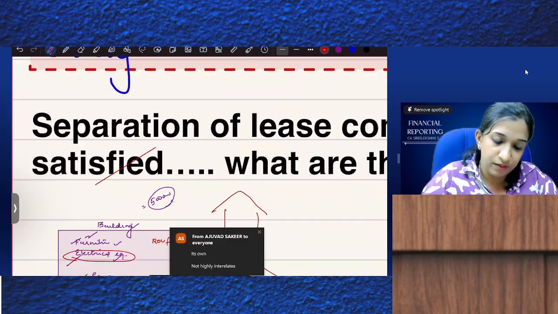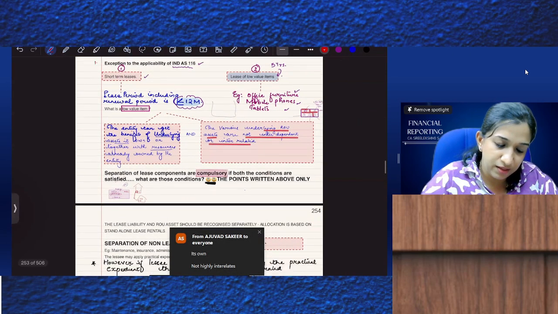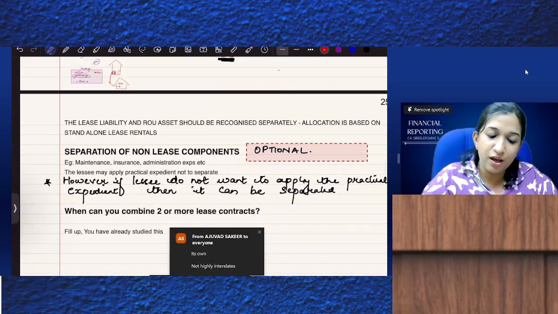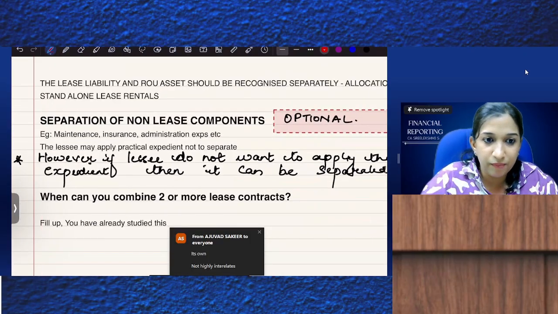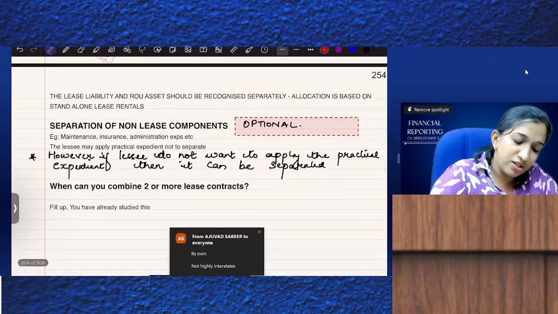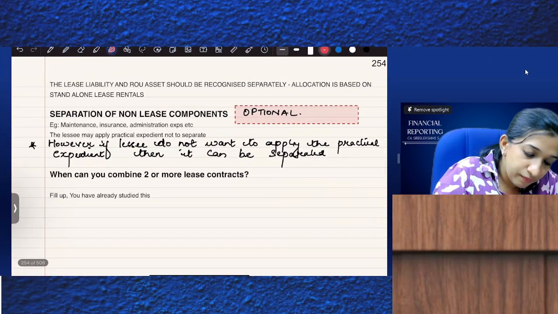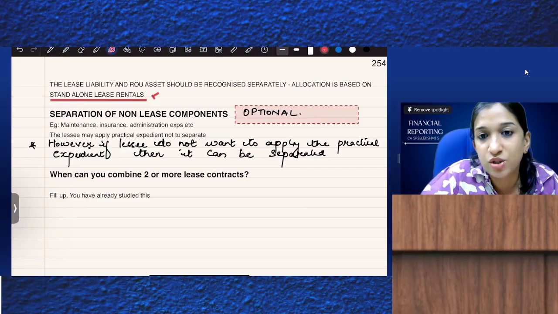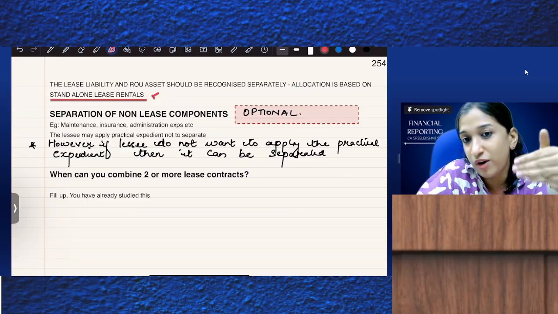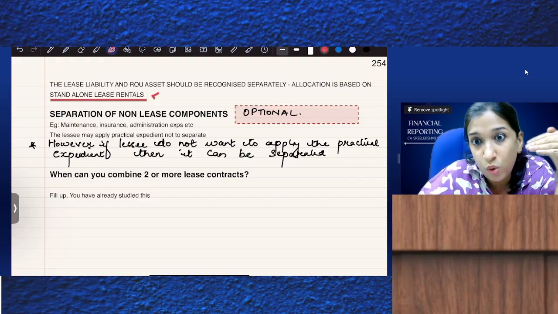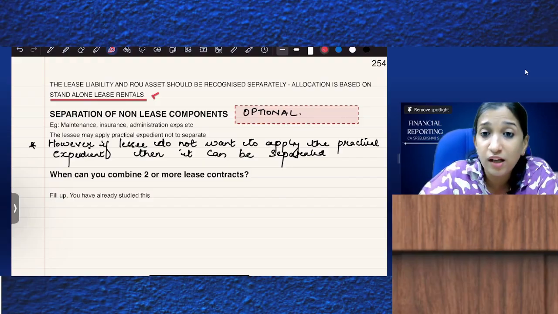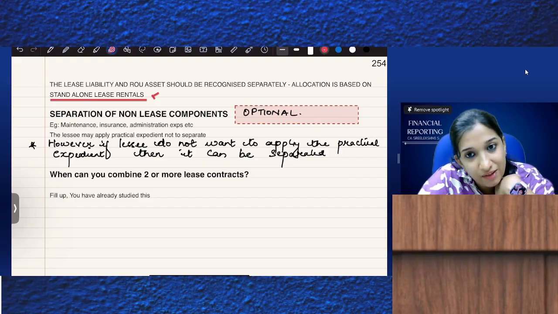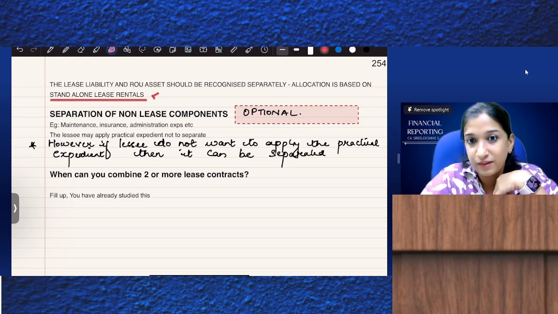Okay. So how will it be separated? The lease liability and ROU asset should be recognized separately. The allocation is based on standalone value. If I am taking only furniture, what would have been the value? If I am taking only building, what would have been the value? You calculate that, or in the question they will give it from the exam point of view.